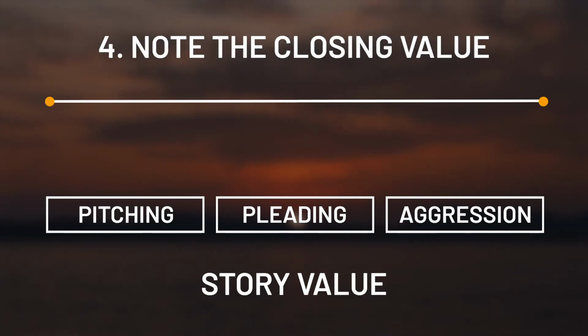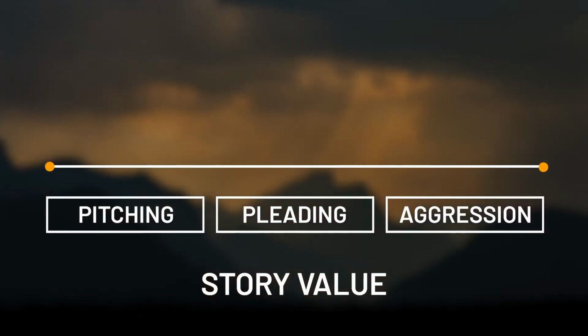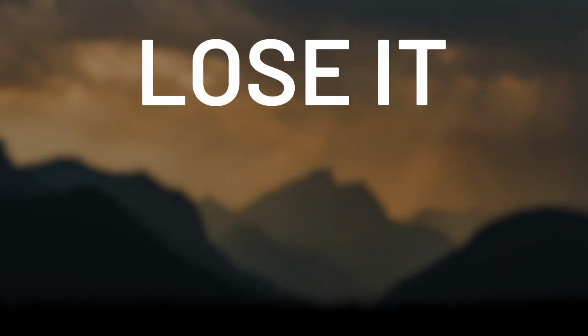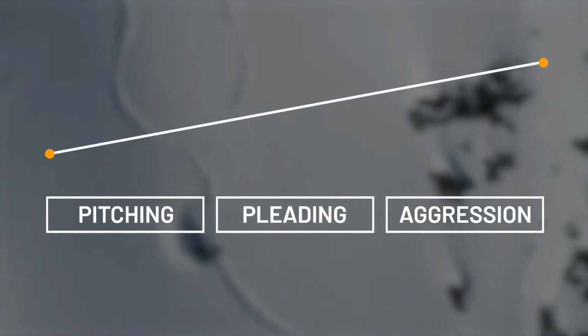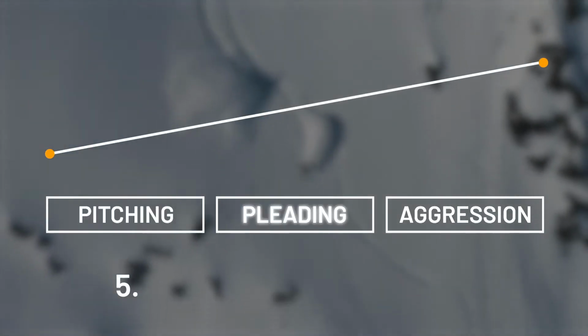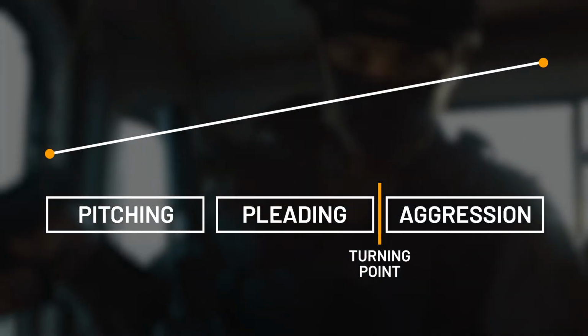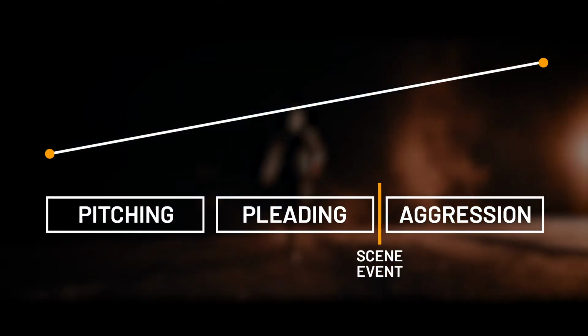Now note the scene's closing value. If its charge is the same as when you started, then there's your first major issue to resolve. If the scene represents no emotional change, then why is it there? If the answer is exposition, then lose it and hide the exposition somewhere else, or make the scene work emotionally to justify its existence. Finally, with your polarised value charges at each end of the scene, survey the beats and locate the turning point. There will be a moment where there is a major change, where things make a sharp shift from positive to negative or vice versa. This is your scene event.